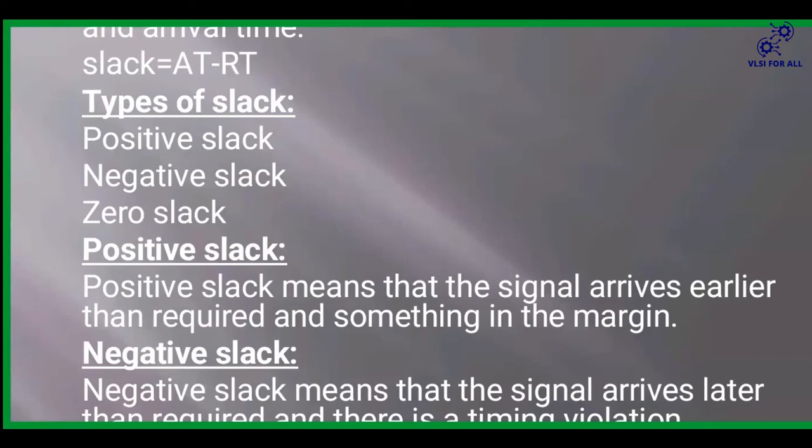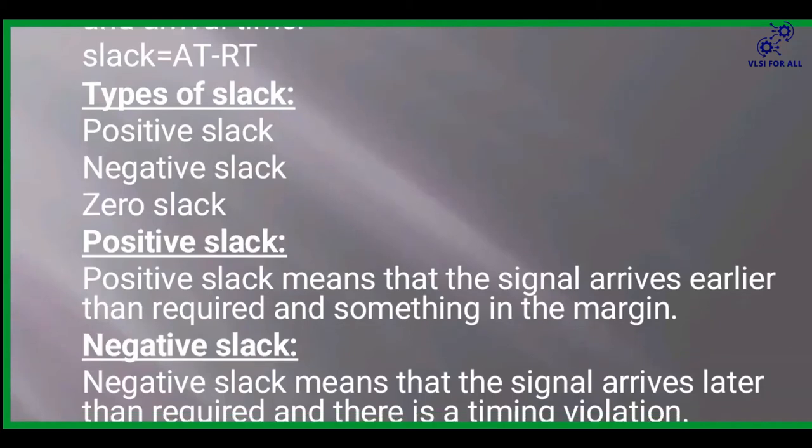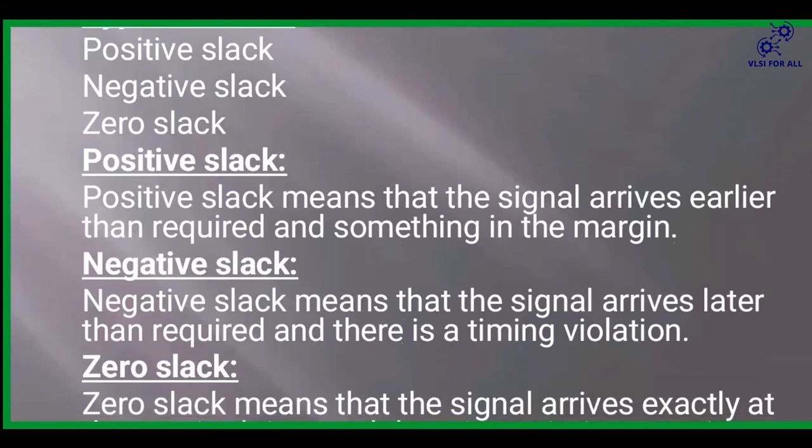For example, if we have 4 nanoseconds as the required time, and the signal arrives before 4 nanoseconds, that is said to be a positive slack. Or you can say, for remembering, that if the value is positive, it is a positive slack, but that is not exactly correct. The actual correct definition is that the signal arrives earlier than the required time. Positive slack means the timing got met, and the timing report was correct.